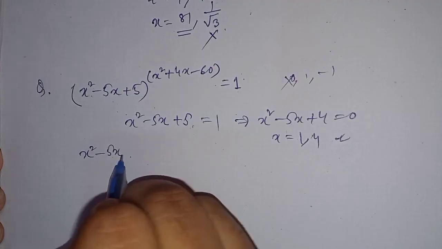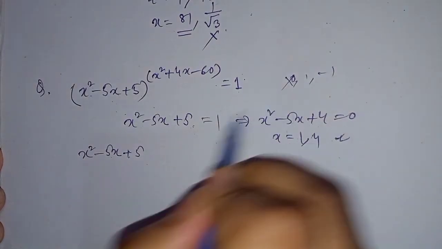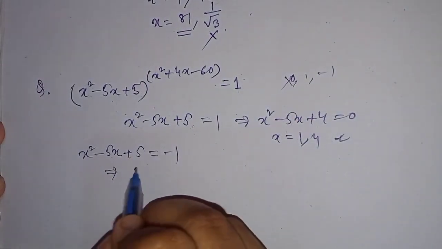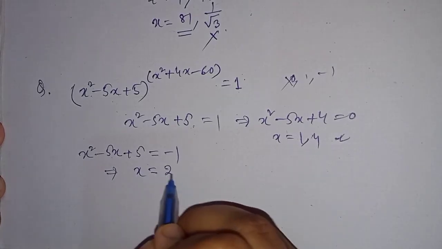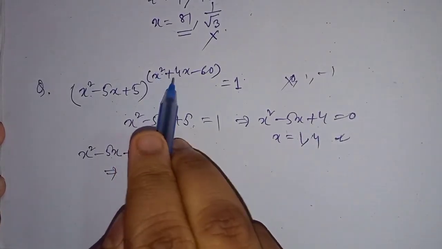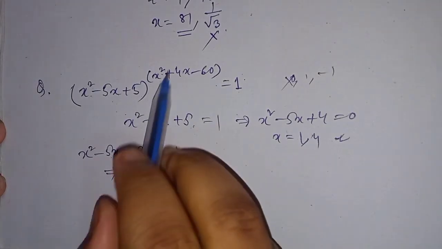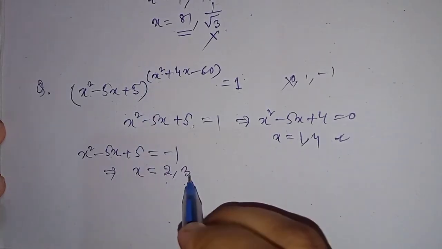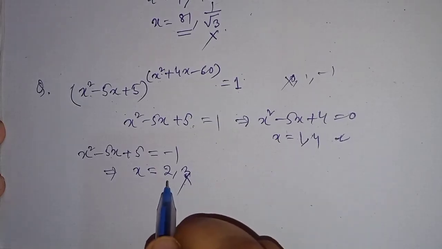Then one more solution can be that this thing is minus 1. x square minus 5x plus 5 is minus 1, and in that case we will get x equal to 2, 3, but this thing must also be even. So if we put 2, we will see that this thing is even, but if we put 3, this thing is not even, so 3 is eliminated.